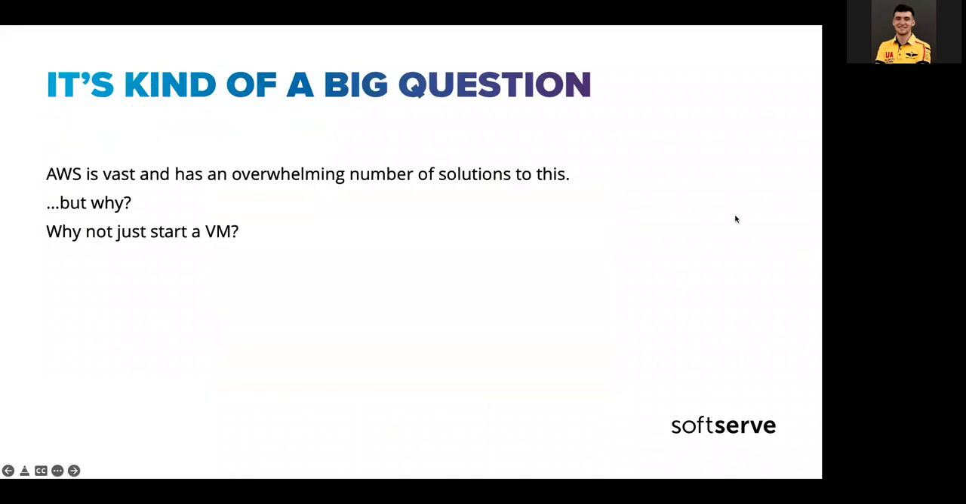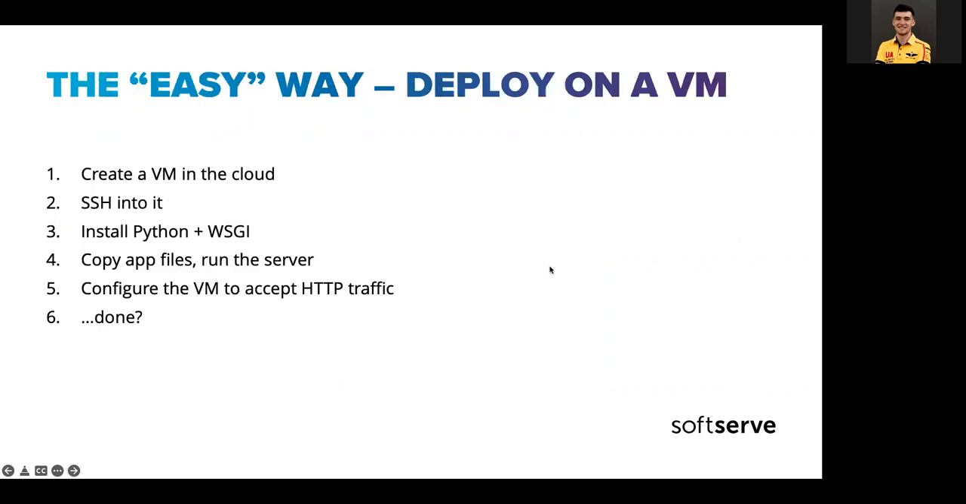But why? Why is it a big question? Why is AWS vast and has an overwhelming number of solutions? Why couldn't we just start a virtual machine in the cloud and deploy our code on that? So how would that look? We create a virtual machine on AWS using Elastic Compute Cloud, because that's how the component is called.